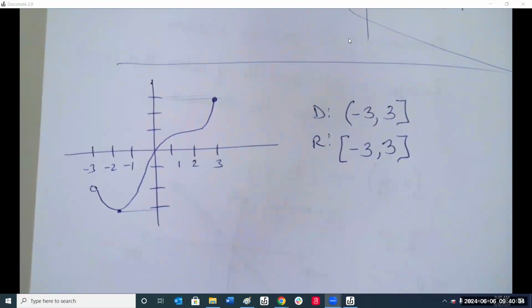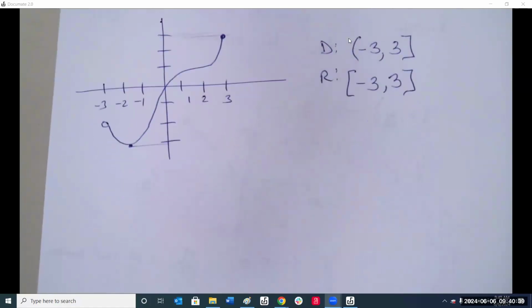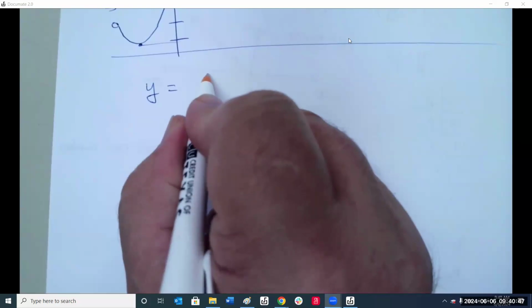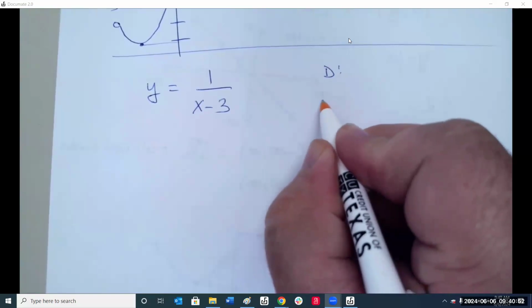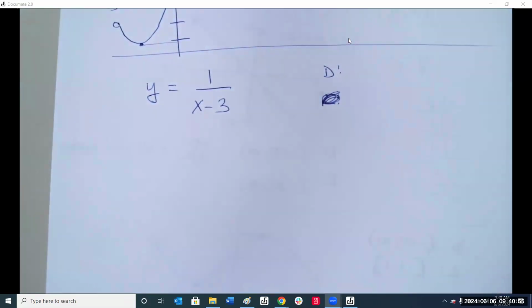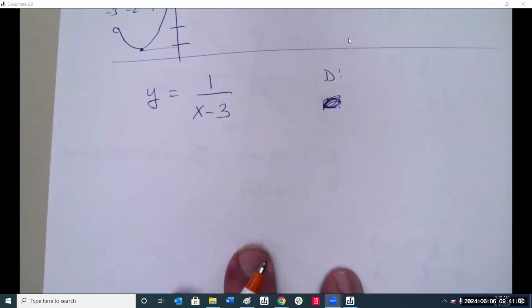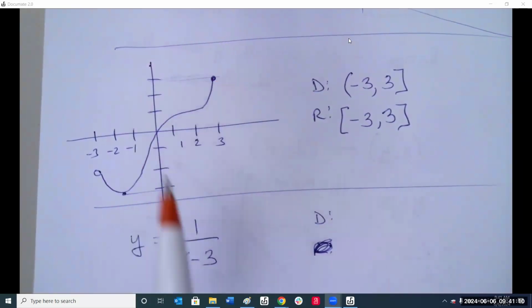The concept is pretty straightforward, but it takes practice. What if I give you an equation? Let's see. What's my domain and what's my range? Let's do domain in this one. We'll talk about range later. Because the graph, the lowest it goes is -3, and the highest it goes is +3.